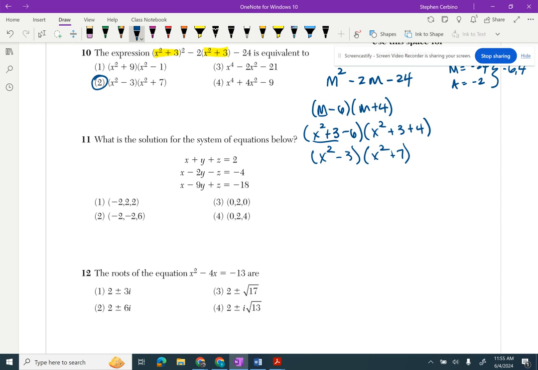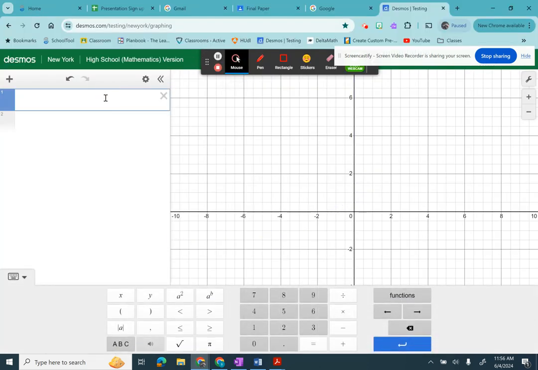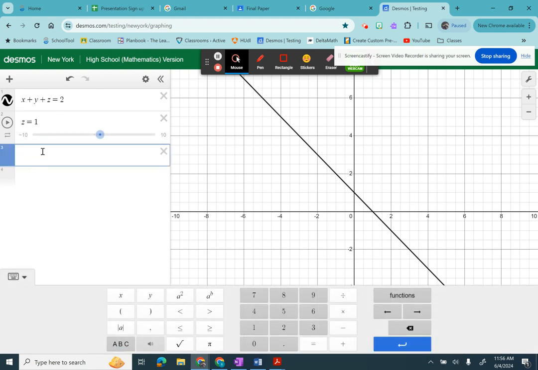The next one asks us to solve a system of equations. Any system of equations that's in part 1 is going to be done on the calculator. It makes it so much easier. So if we go to Desmos and we start graphing some stuff here, we could say x plus y plus z equals 2. It's going to ask you to add a slider, so you could go ahead and do that. And then type in your other two equations in the system.